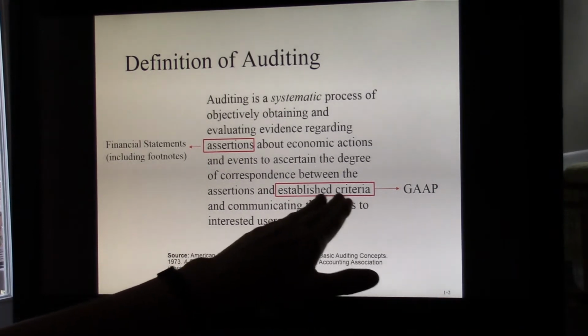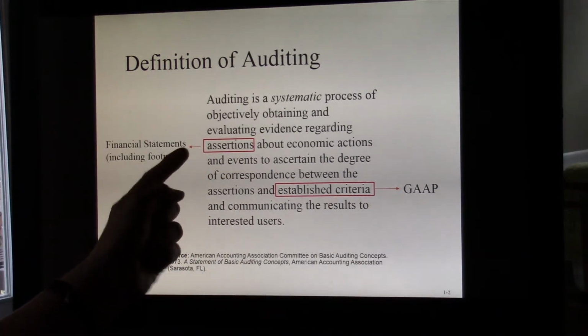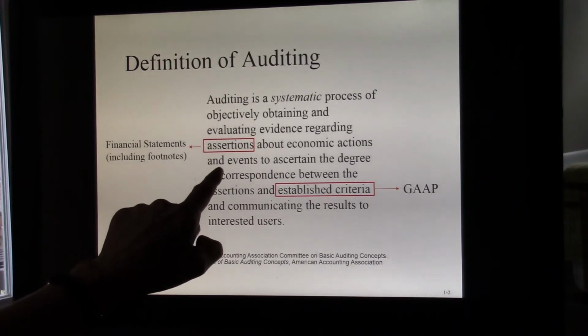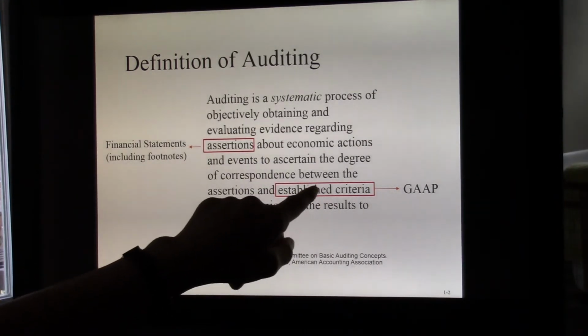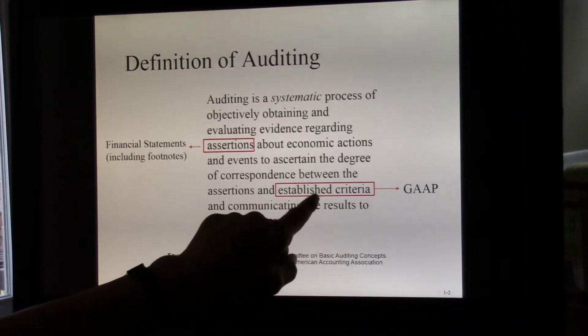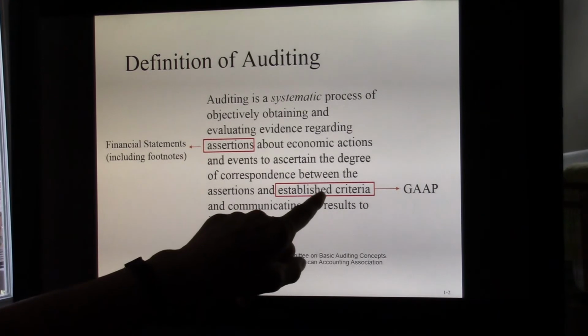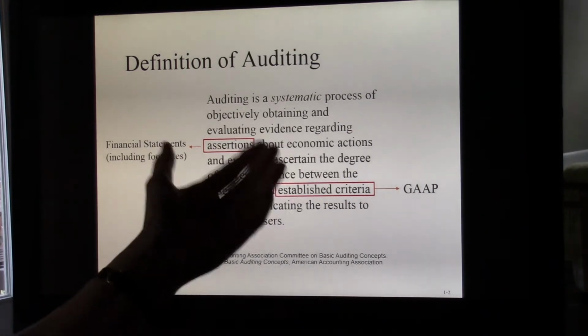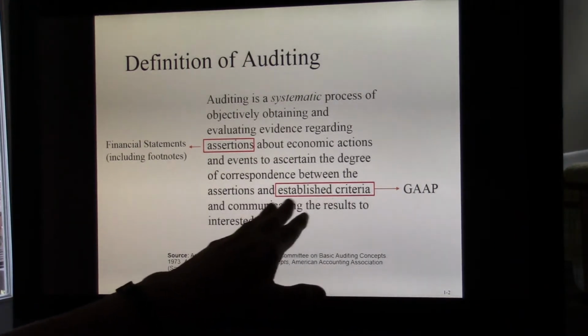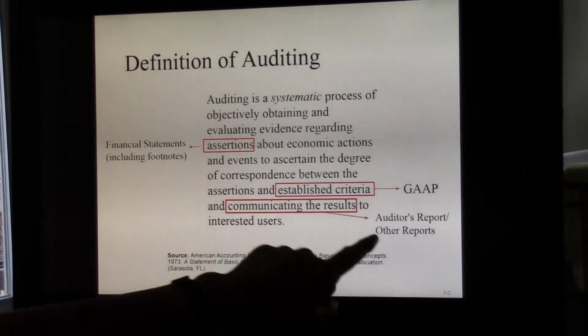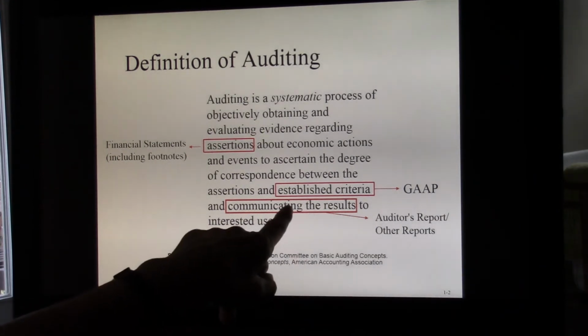So that's GAAP. GAAP says there's only certain times you can recognize revenue, when you deliver the service. So I, as an auditor, I'm going to say, well, Facebook, you've asserted that you have $1 billion in revenue. I'm going to go check. I'm going to see if that revenue is all really revenue, or if maybe some of it is unearned revenue, right? They paid you, but you haven't delivered the service yet. So between their assertion and the criteria, which is GAAP, and communicating the results, that's the auditor's report, right?